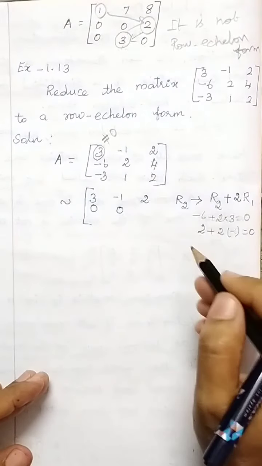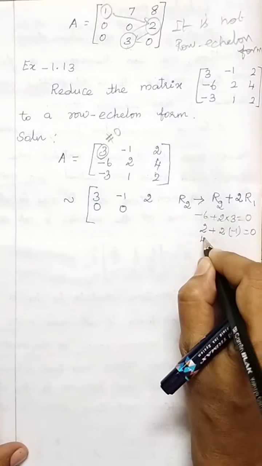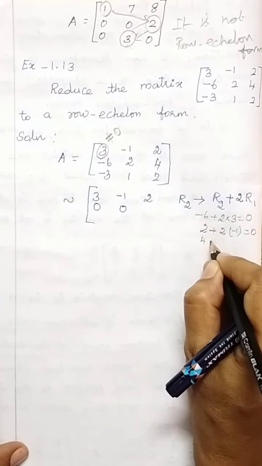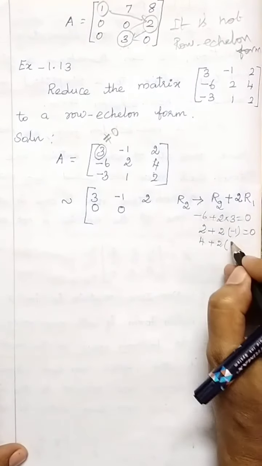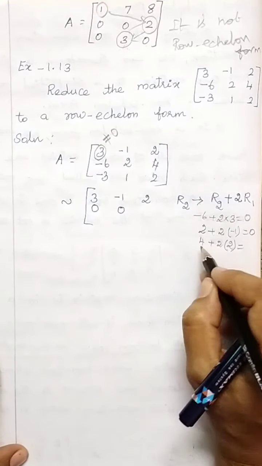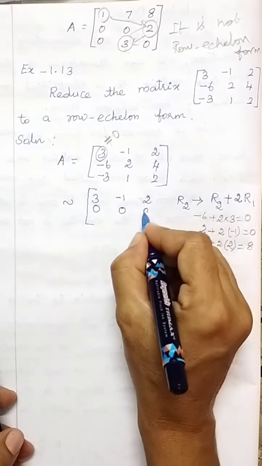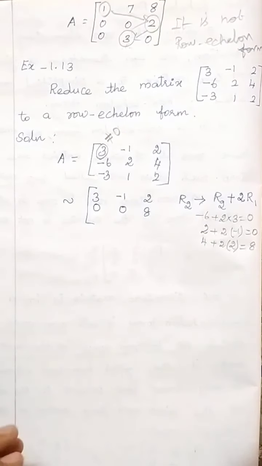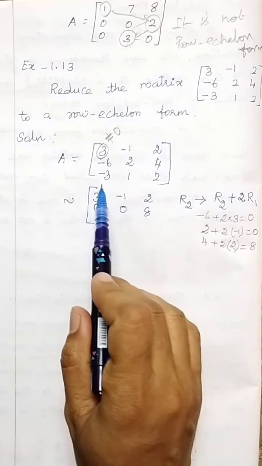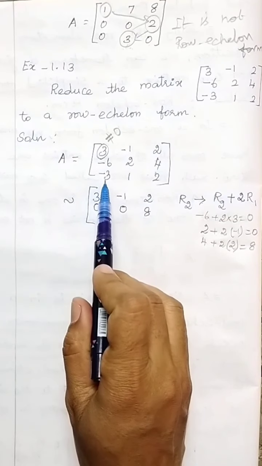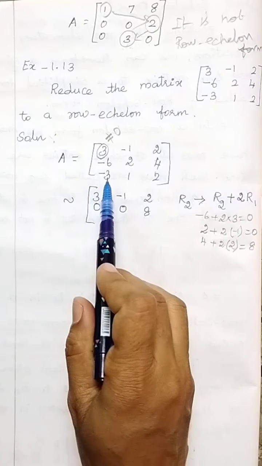Next, our second row, third column value is 4. So 4 plus 2 into, here our R1 value is 2. So that is equal to 4 plus 4, 8. So here you put this 8. Next, our R3, here our R3 value is minus 3.